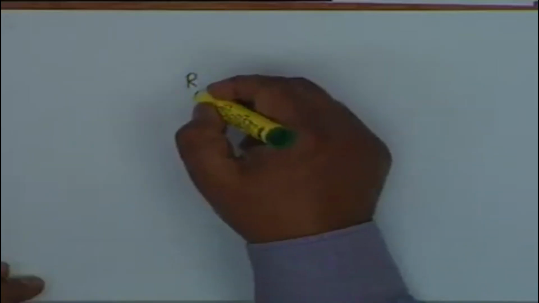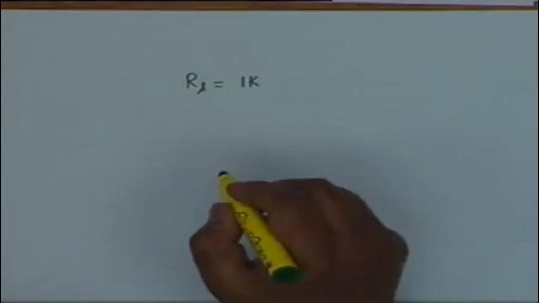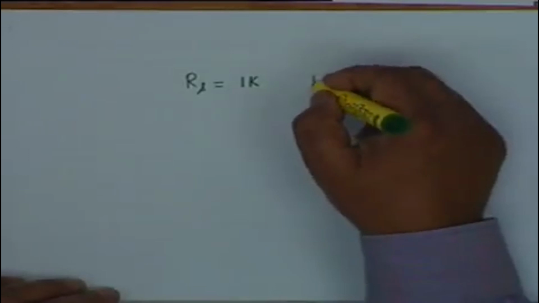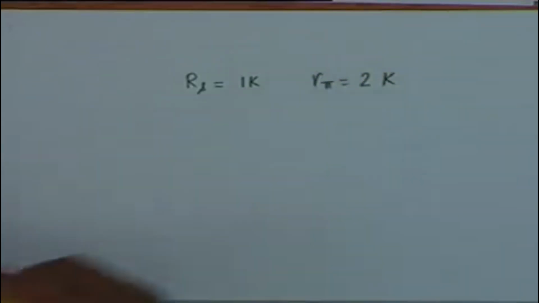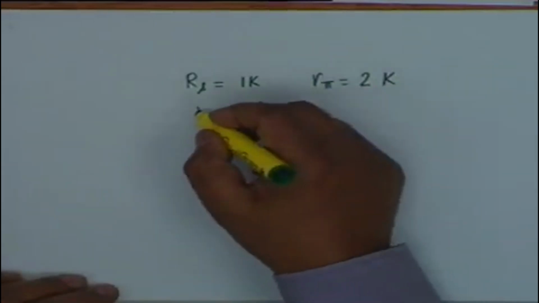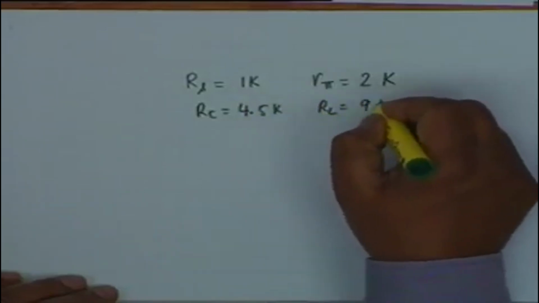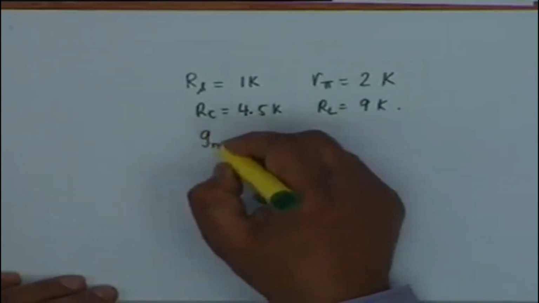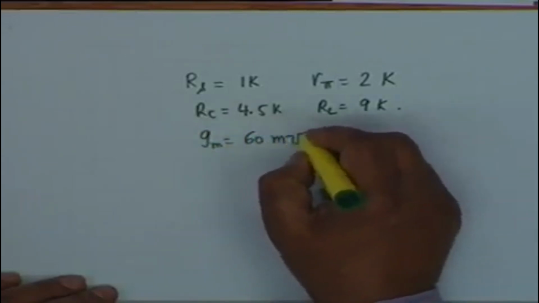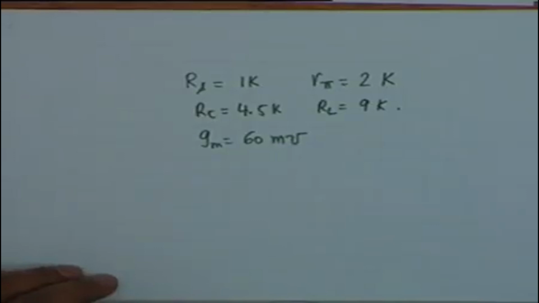Mind you, we have not talked about CE at all so far. What will be the value of CE? Well, we'll consider that also in a moment, but let's consider an example first. Suppose you are given an amplifier in which Rs is 1K, the source resistance is 1K, the same design data, but to bring variety, let us say R pi is 2K, Rc is 4.5K and RL is 9K, GM is let us say 60 millimho.